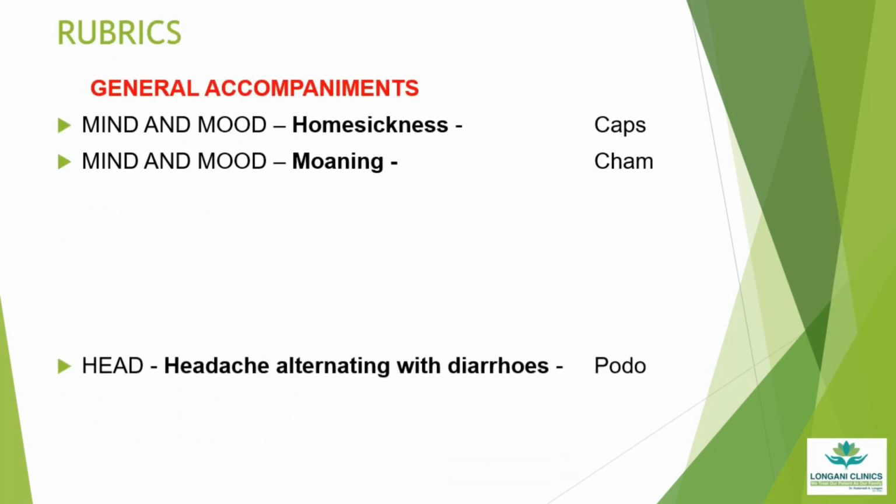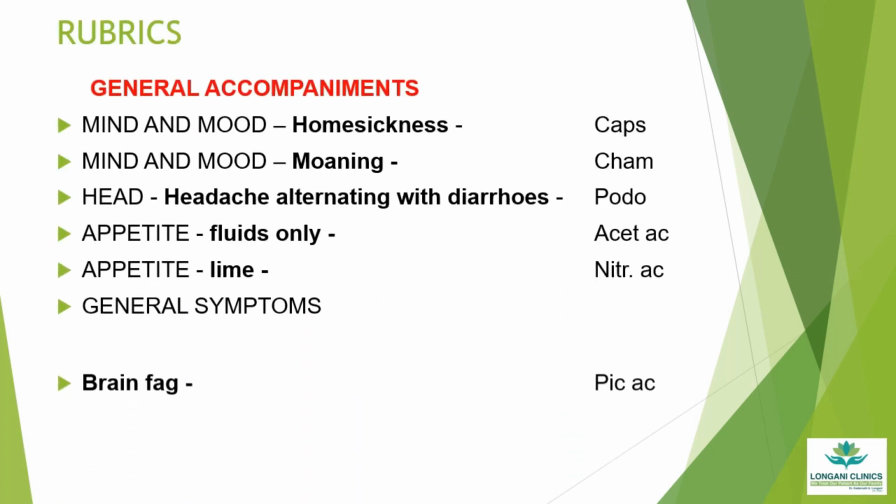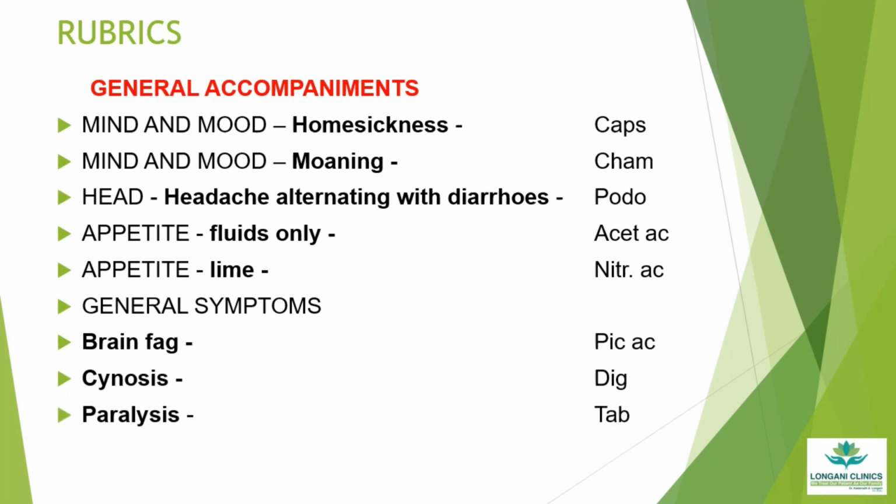Rubrics, general accompaniments, mind and mood. You will find here homesickness. The drug mentioned is capsicum. Mind and mood, moaning, chamomilla. Under the heading head, you will find headache alternating with diarrhea. The drug mentioned is podophyllum.